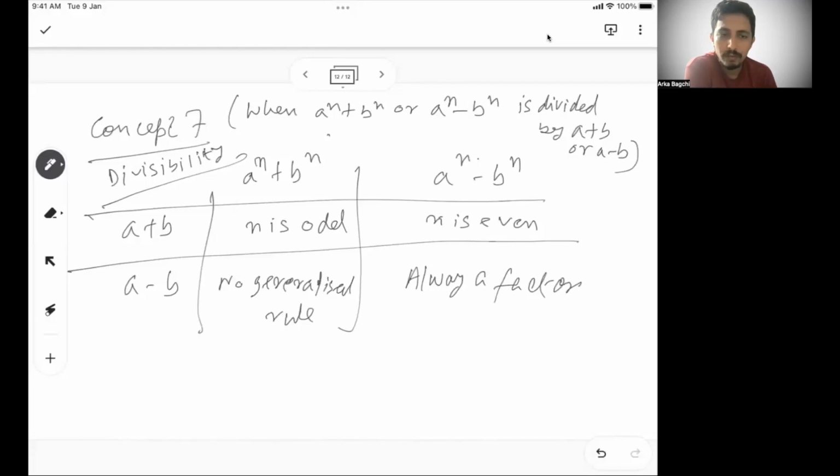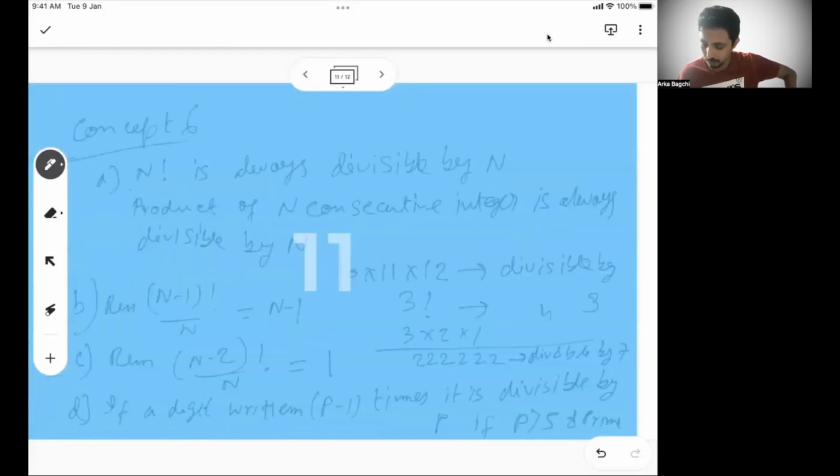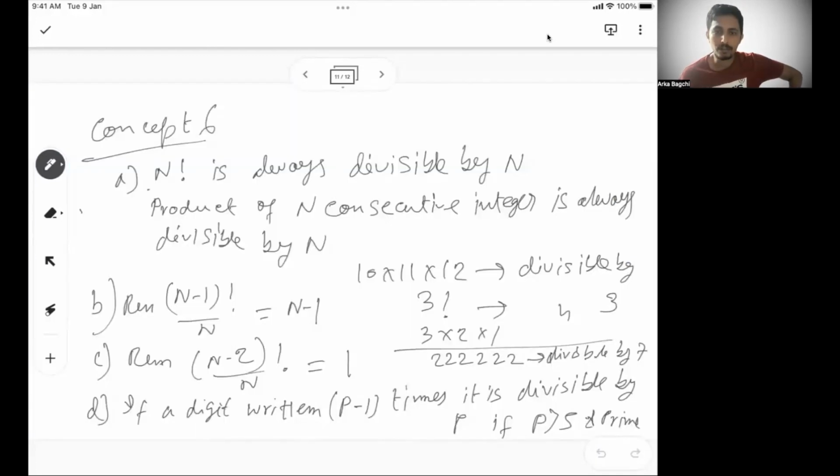So what we have covered is 6 to 7 concepts. So this is one. Then the previous concept we learned about n factorial when divided by n, n minus 1 factorial when divided by n, when product of n consecutive integers is divisible by n. If a digit is written p minus 1 times, it is divisible by p, if p is more than 5 and prime. So these are very important nuances you need to know.